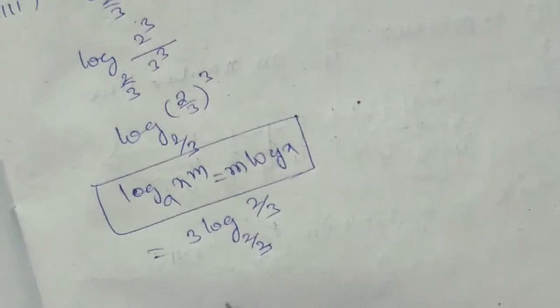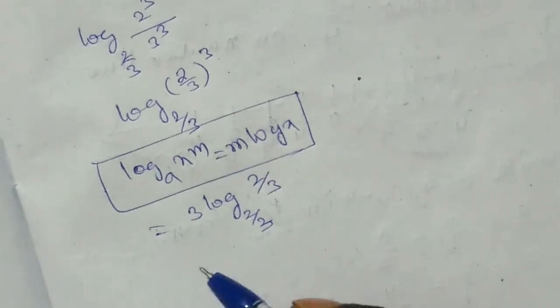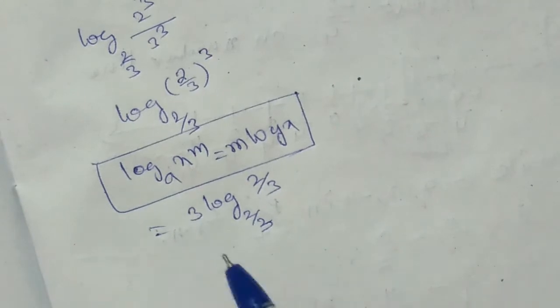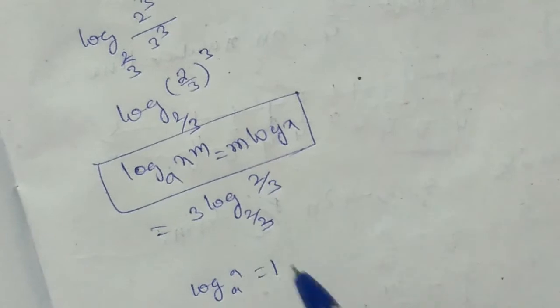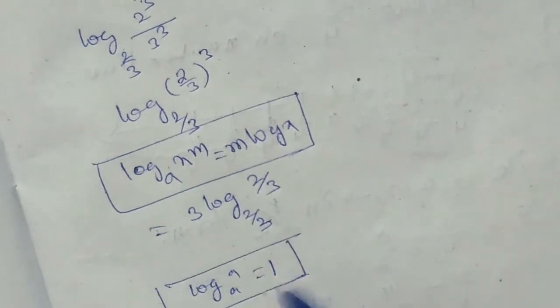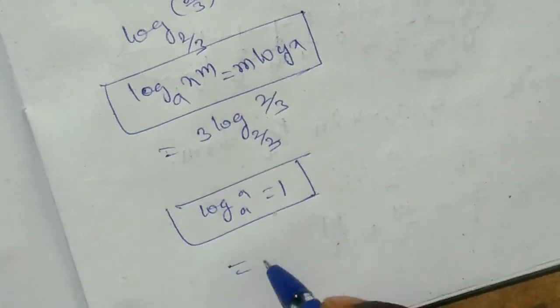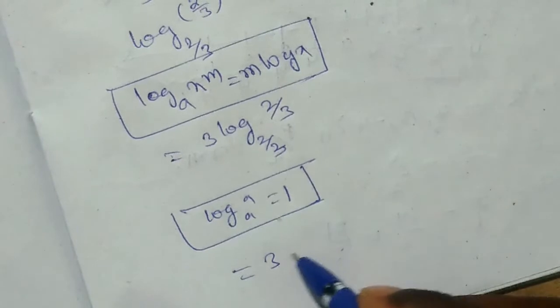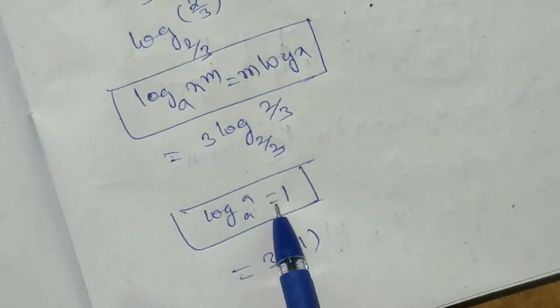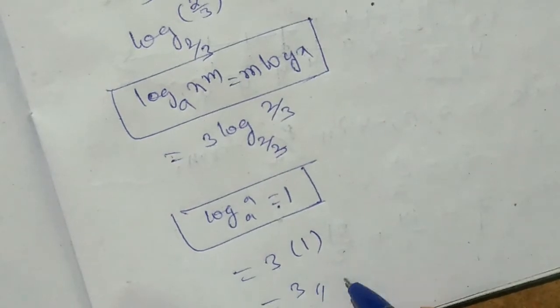Here one more formula is also applicable. What is the formula? Yes, you are correct: log a base a is equal to 1. I applied this formula, so then we get the answer. 3 into this value, which is 1 according to this formula, so 3 ones are 3. This is the answer for the eighth problem.